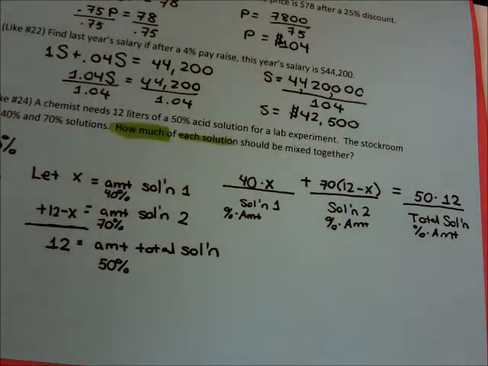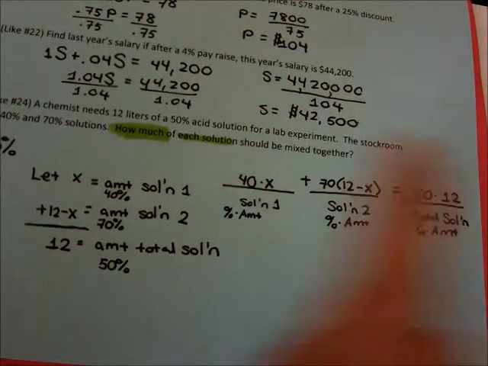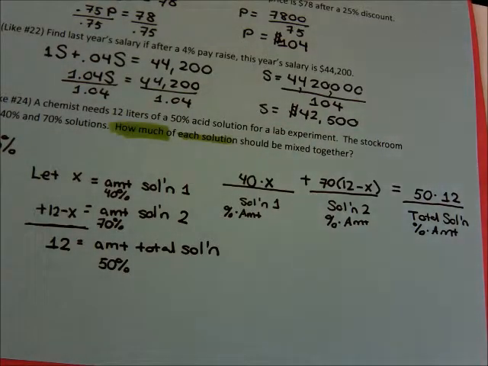Does it matter what order I put those in? Like, could I do 12 times 50 or whatever? Not really. I always try to keep it consistent. So it's percentage amount, percentage amount, percentage amount, so I can check it all the way through.